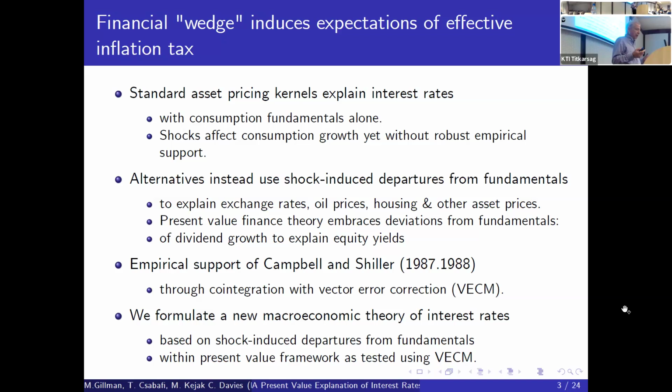So this present value finance theory embraces the deviations from fundamentals. And that's what we're going to use. So this Campbell and Shiller 87-88, we follow that very closely, except their discount factor is just something they estimate.